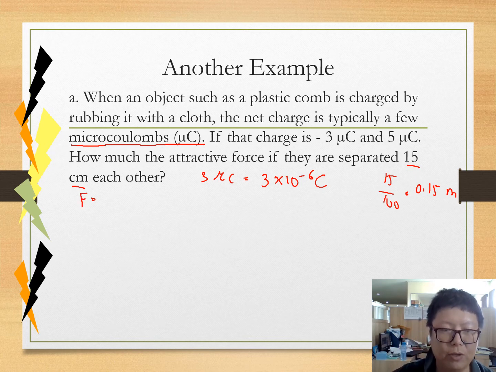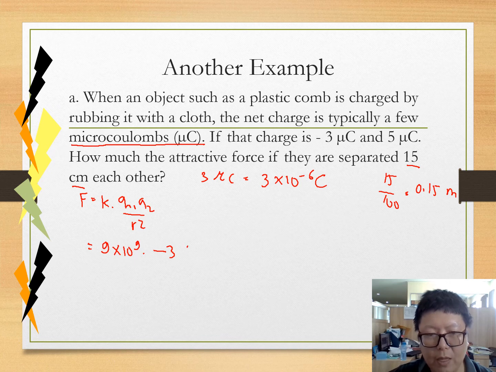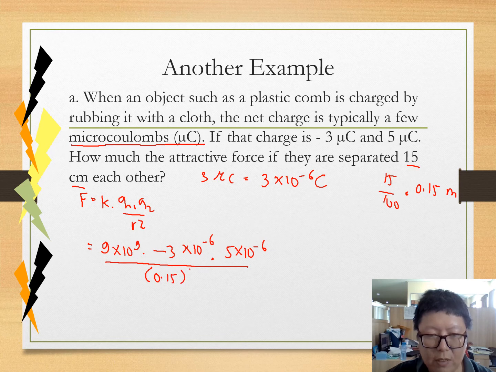So let's do it. F equals K times Q1 times Q2 per R square. The K is 9 times 10 to the power of 9. Q1 is 3 microcoulomb, so don't forget to change it into coulombs, times 10 to the power of negative 6, times 5, also times 10 to the power of negative 6, over R. The R is 0.15, so 0.15 square. How to solve this? I think you will learn in mathematics how to solve exponent questions. So we just rewrite it.